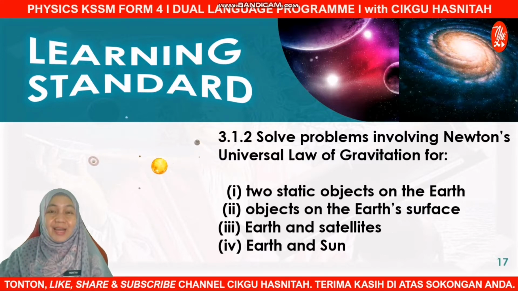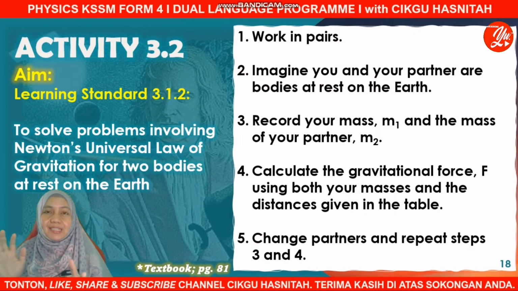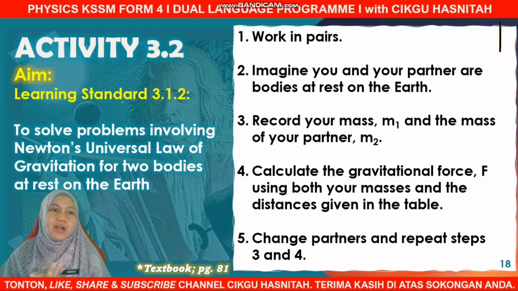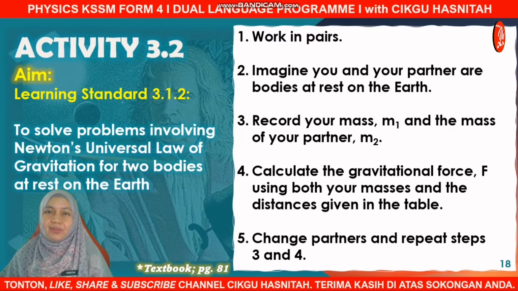Okay, so are you ready to begin with our lesson? Very good. Let's check on our first activity today. It is activity 3.2, which you may find in your textbook on page 81. So in this activity, we are going to solve problems involving Newton's universal law of gravitation for two bodies at rest on Earth. You have to work in pairs, so you can find your partners. Ask your parents or your sisters to help you in these activities.